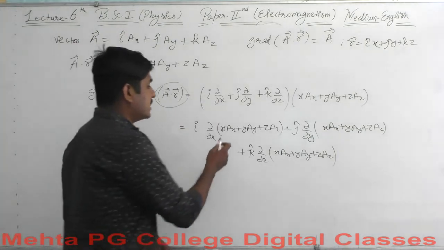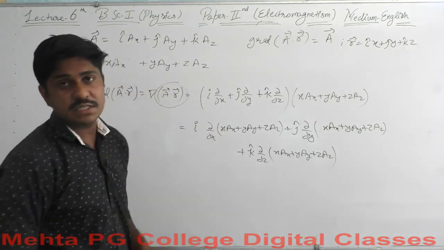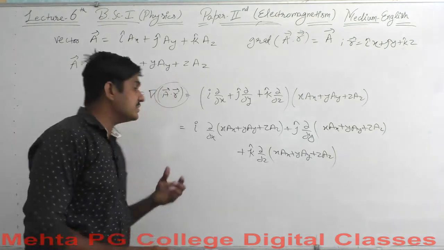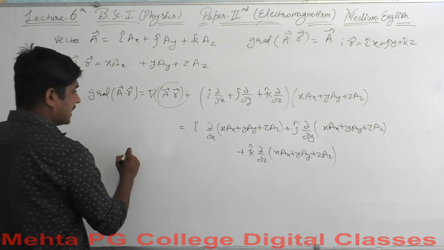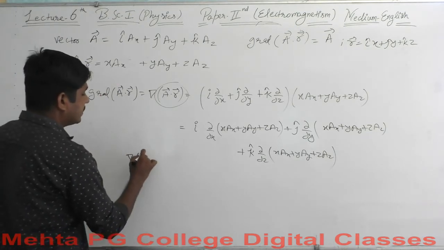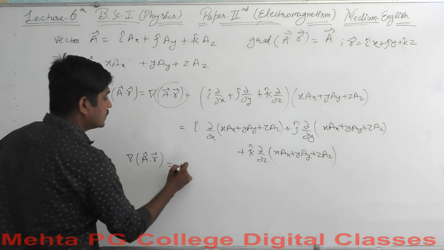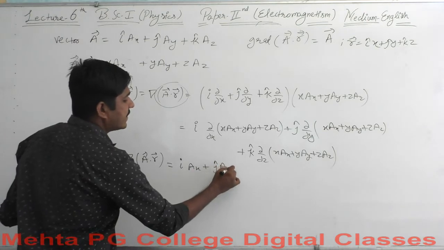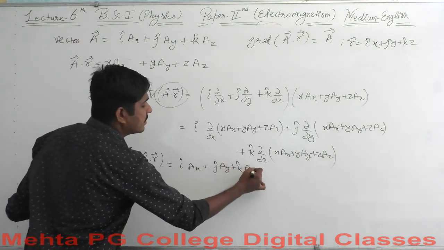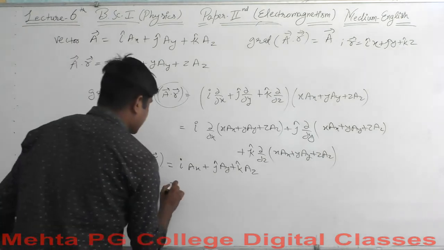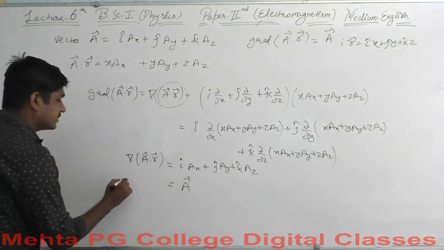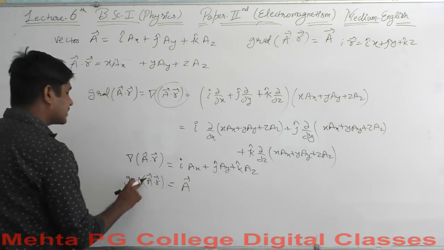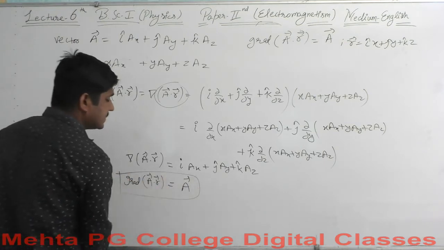You know the differential value, because I am not going to discuss the partial differentiation again. You are familiar with partial differentiation. So let's proceed further. We will end up having the gradient of A vector dot r vector equal to i cap Ax plus j cap Ay plus k cap Az, or simply you can say this is equal to A vector. So the gradient of A vector dot r vector is equal to this, and this is proved.